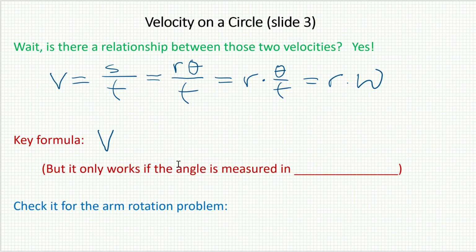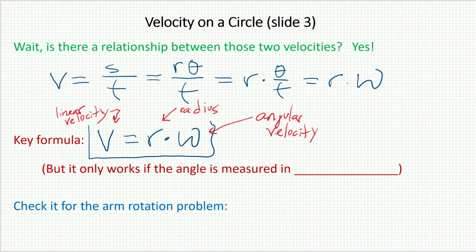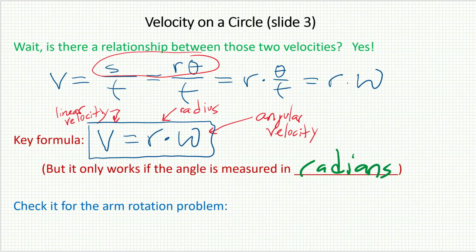The linear velocity is equal to the radius times the angular velocity. It is a wonderfully simple formula, but because we relied on s equals r theta, it only works if the angle is measured in radians. You can check it easily for the arm rotation problem. We had said that my angular velocity was pi radians per second.